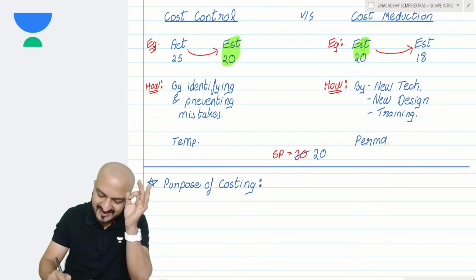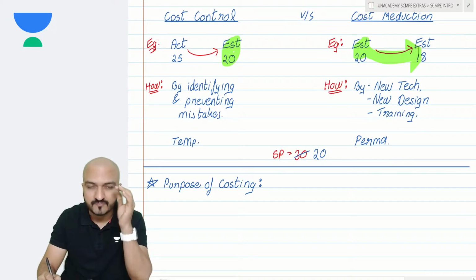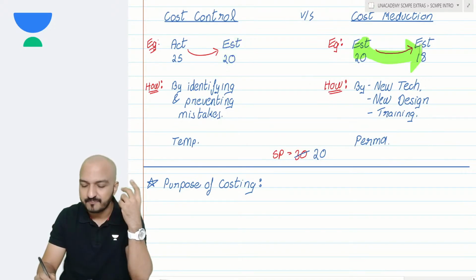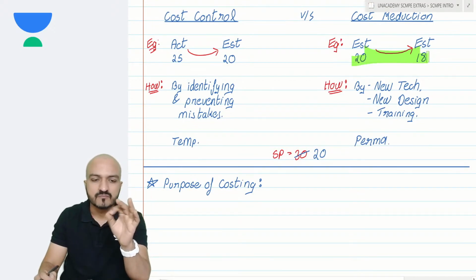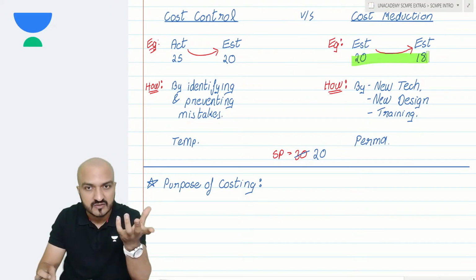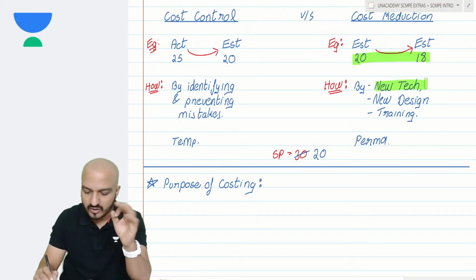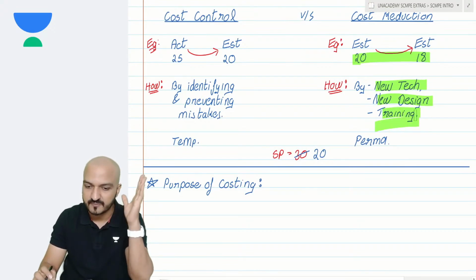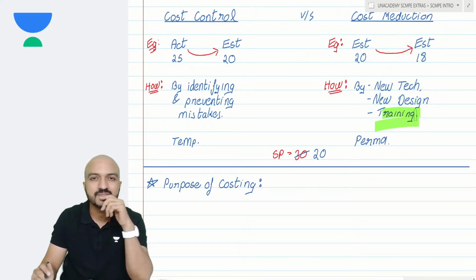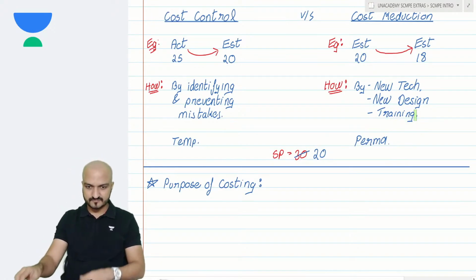If you want to bring that estimate further down, then this reduction cannot be done by preventing wastage. This reduction cannot be done by negotiating better price of materials. To do this reduction, you must discover new technology, new design, training, or maybe economies of scale, etc. Done? Yes, clear with that?